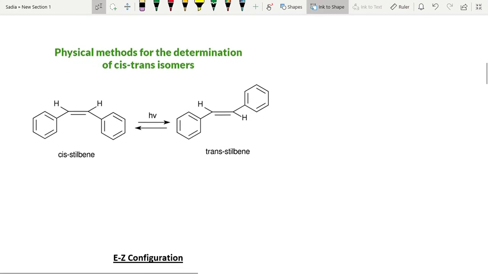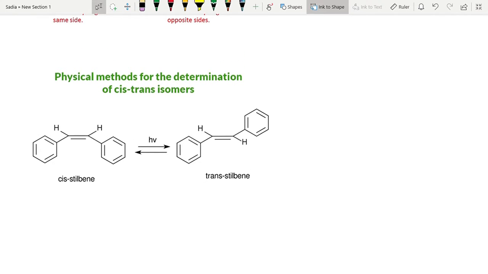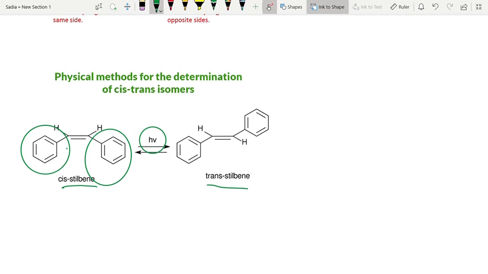Let's move on to this. This shows that because of the presence of hν, which is light, a molecule can exist in cis and trans form naturally. So this is a cis isomer and this is a trans isomer. If we consider this molecule over here, we see that this whole group and this whole group, they're lying on the same side. But over here, this group and this group, they're similar, but they're lying on the opposite sides. So this one is cis and this one is trans.